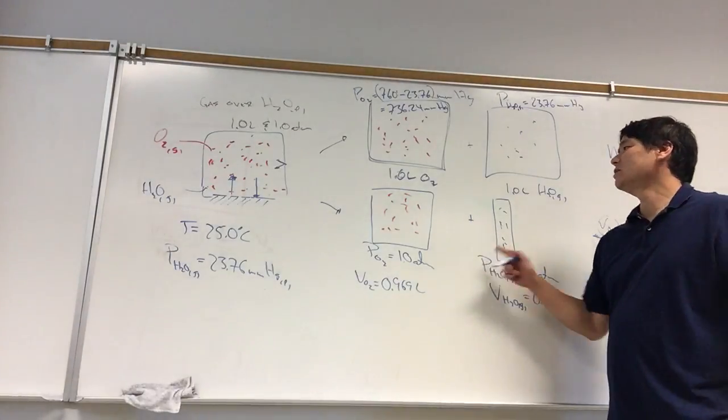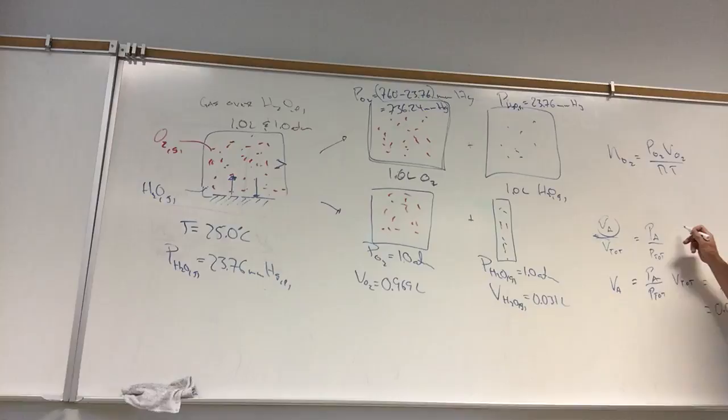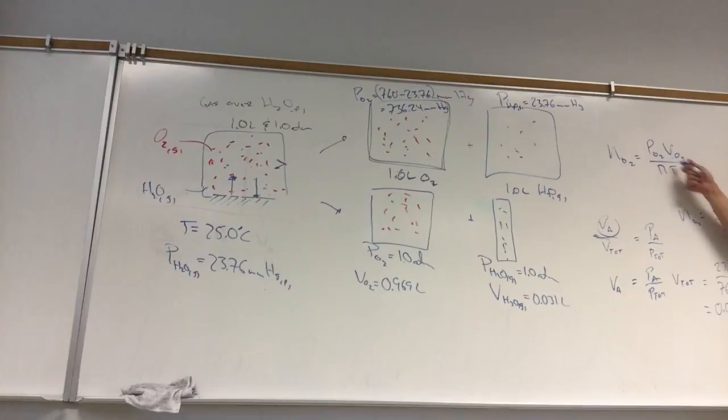And so this is the way. If I do my calculation here, the moles of O2 is equal to the pressure of O2 times the volume of O2 divided by RT. Now you see the problem. People get this mixed up all the time and use the wrong pressure and the wrong volumes all the time.